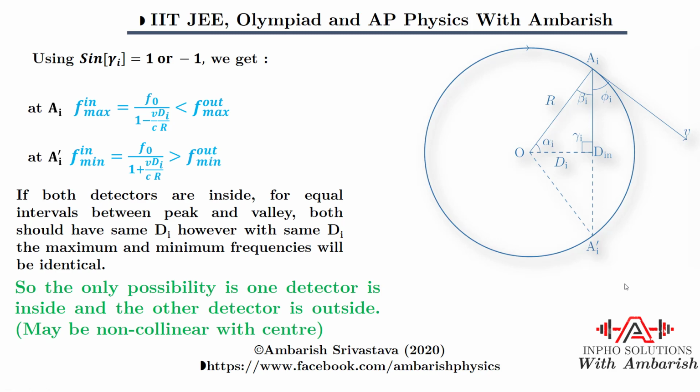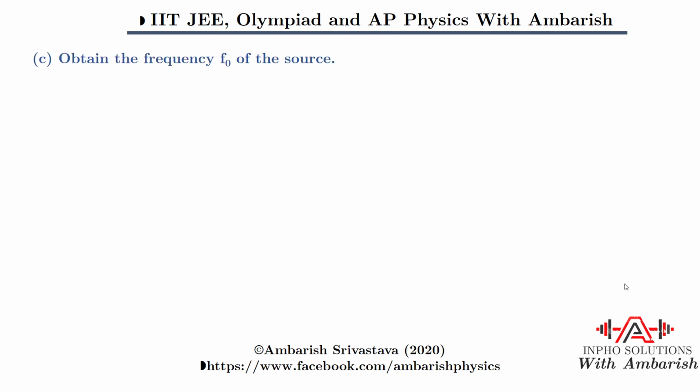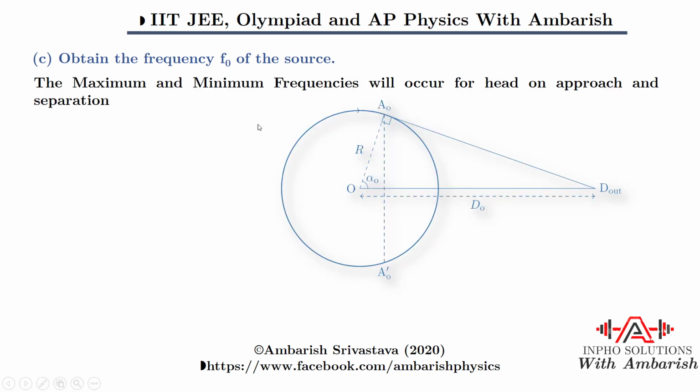And then now let's go to the next part. What is that? Obtain the frequency f0 of the source. So this is not very hard to see. So I've shown this figure. Maximum frequency is detected corresponding to the position when the tangent is like this, okay, and source is moving head on towards the outside detector, and minimum correspondingly on the mirror image point over here when the source is receding directly, separating directly from the detector.